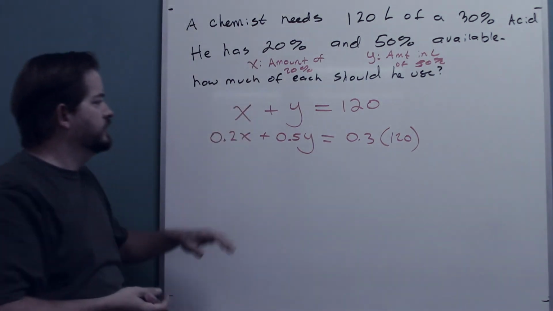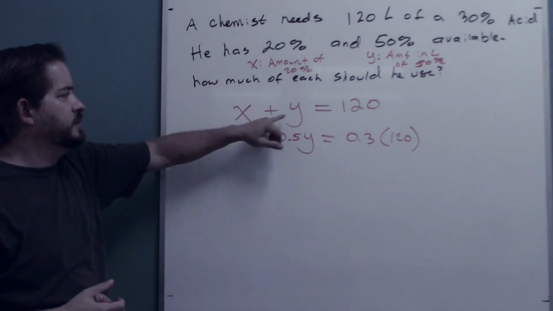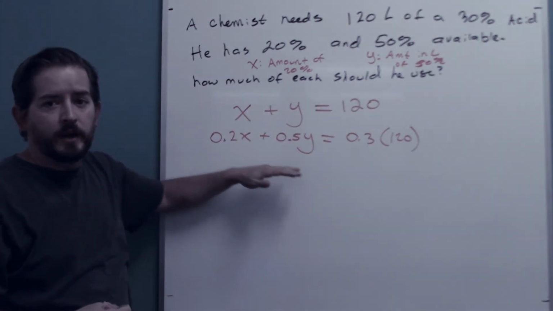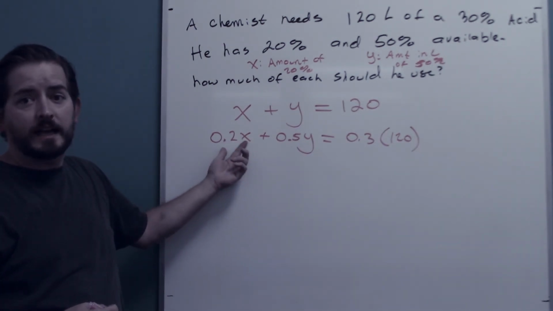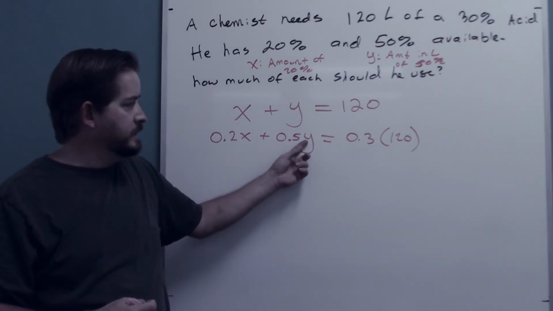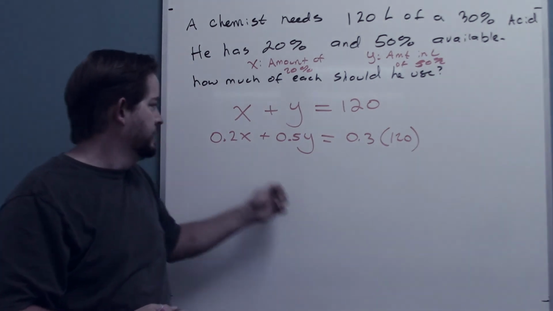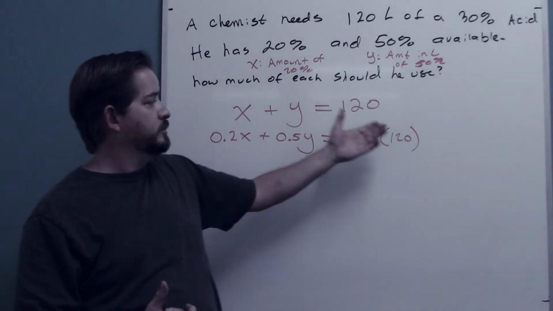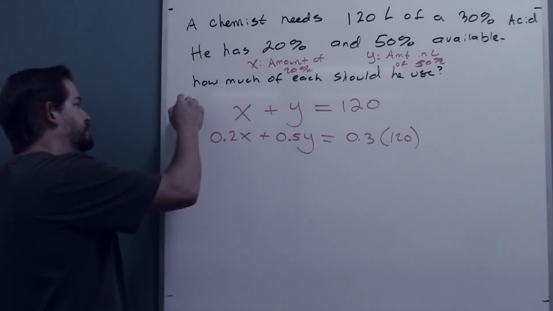So the top one is volume. The amount that he puts from bucket 1 plus the amount that he puts from bucket 2 should be the total amount that it needs in the end. And the bottom one is about pure acid. 20% of the amount from bucket 1 is actually acid. 50% of the amount in bucket 2 is actually acid. And 30% of the 120 liters in the end is actual acid. The amount of acid from bucket 1 plus the amount of acid from bucket 2 should be the amount of acid in the end, right? And this is my system.